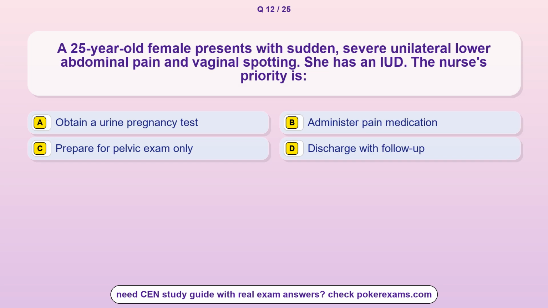Question 12. A 25-year-old female presents with sudden, severe unilateral lower abdominal pain and vaginal spotting. She has an IUD. The nurse's priority is: Option A, obtain a urine pregnancy test. Option B, administer pain medication. Option C, prepare for pelvic exam only. Option D, discharge with follow-up.